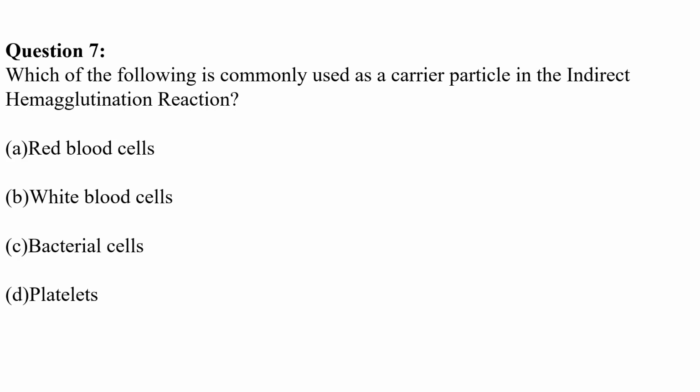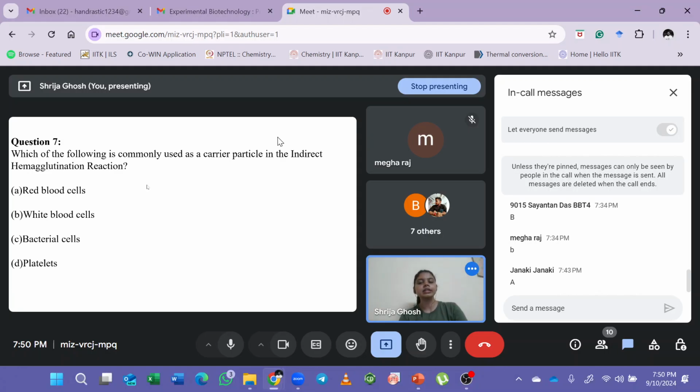Question number 7. Which of the following is commonly used as a carrier particle in the indirect hemagglutination reaction? Option A, red blood cells, option B, white blood cells, option C, bacterial cells, and option D, platelets.